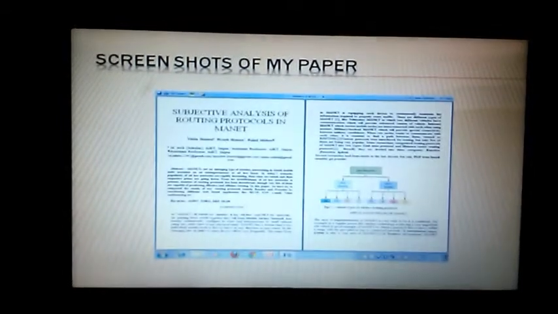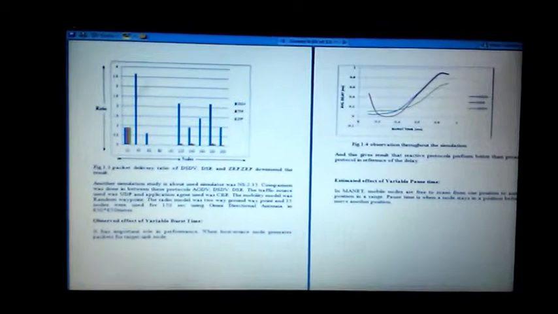Some screenshots of my paper are, here are the first 2 pages. Another one is analytical detail. And this is the conclusion part and references of my different international papers.